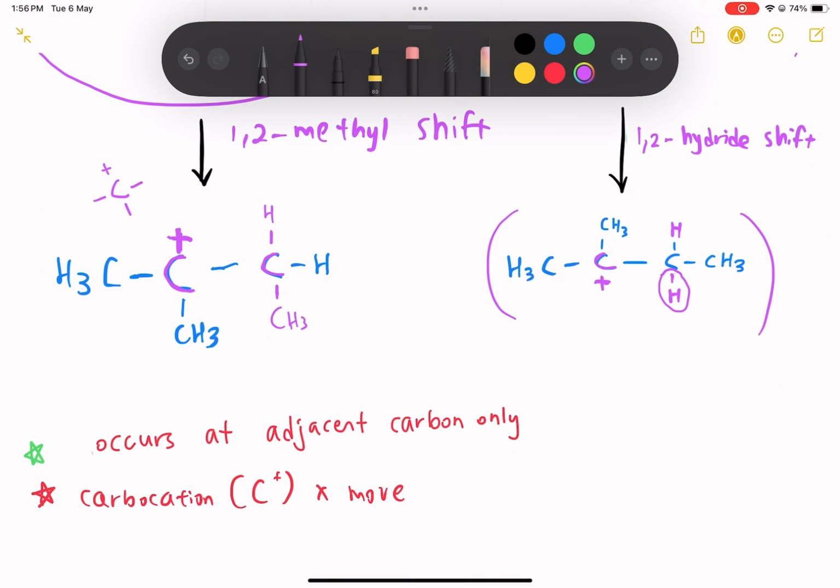So remember, a 1,2 methyl shift or 1,2 hydride shift may occur when you have a carbocation, and these shifts can only occur at the adjacent carbon. And the carbocation does not move, but it is H or CH3 that moves.